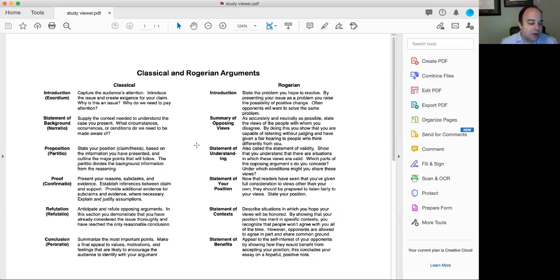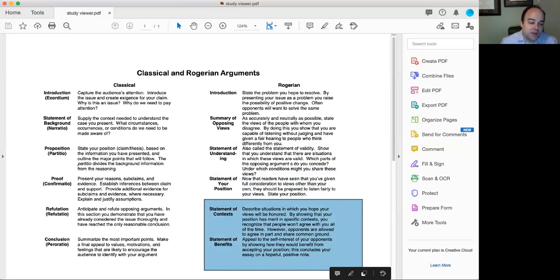Okay, so then in a classical argument, you develop the proof of your claims and describe each one as a series of supported reasons, or in a Rogerian argument, you're just at this point stating your position. So your statement of your position happens much earlier in a classical argument, much later in a Rogerian argument. Then your evidence is all about describing the context under which your argument would be valid, and a statement of benefits where someone with an opposing view would actually benefit from adopting elements of your position.